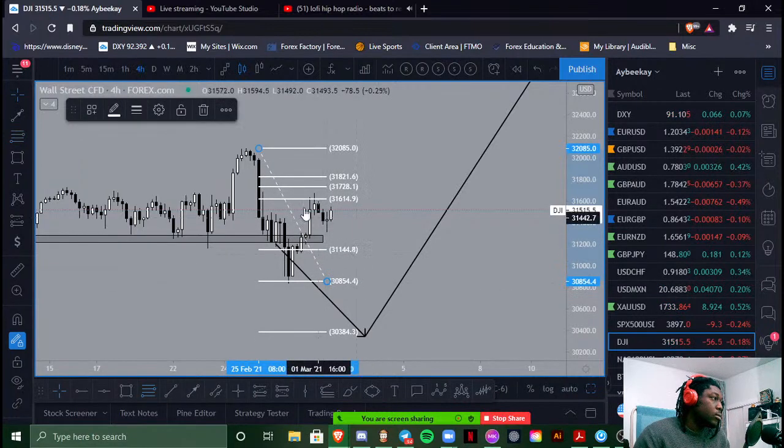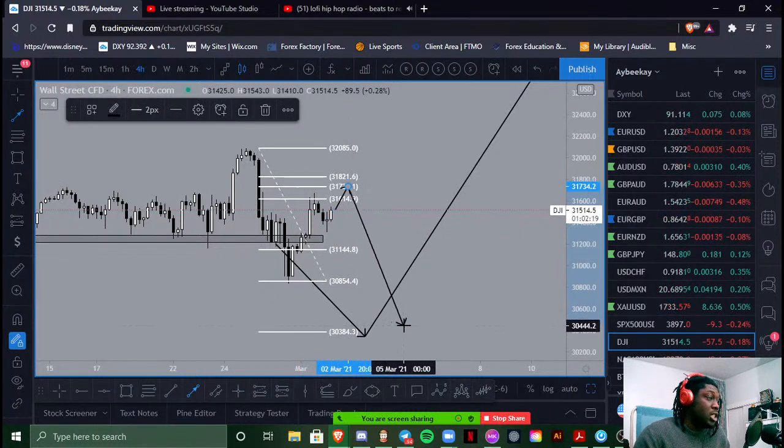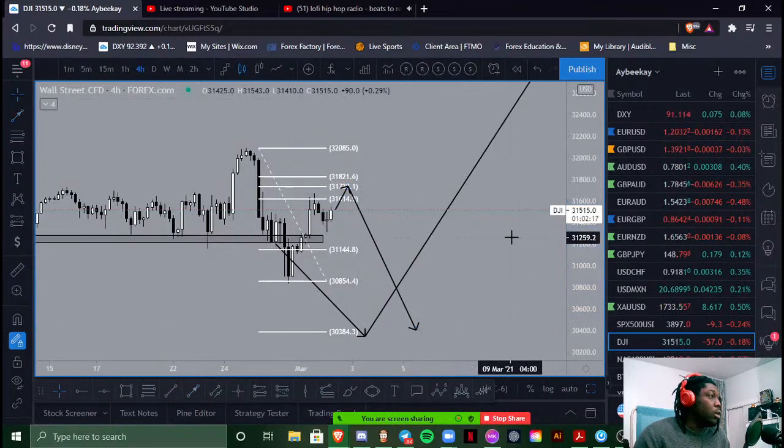Came to 61.8. I would never trade the US 30 on the 61.8, personally for me. It could still come up here and drop. If you want to take this long, by all means. I'm not taking it, but that could be the play. If I miss it, I miss it.